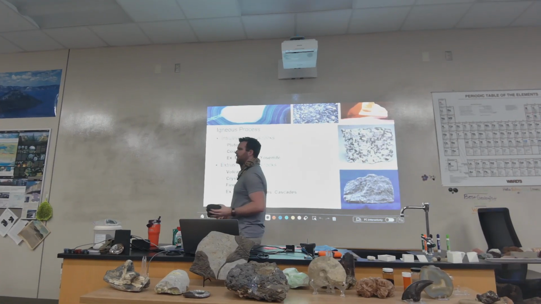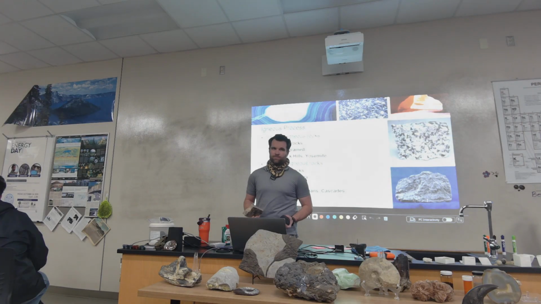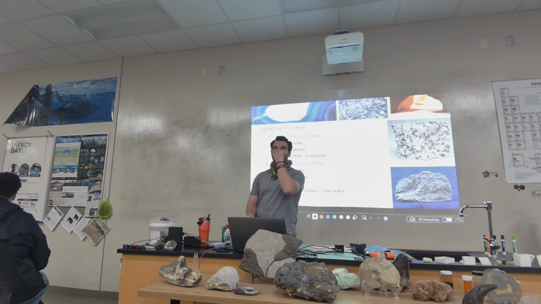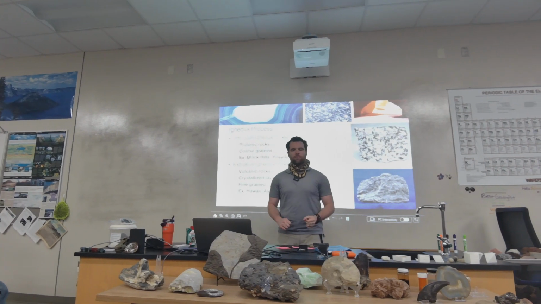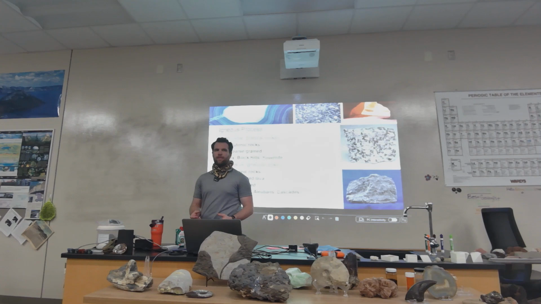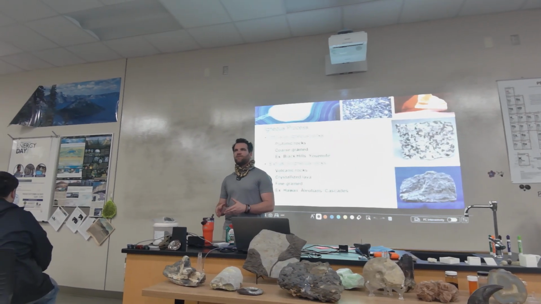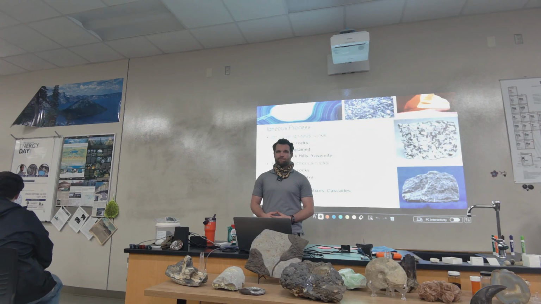Why would crystal size make a difference for cooling underground versus cooling above the ground? What's happening to my energy as my magma is cooling off? I'm losing energy, right? Do you suppose that's going to happen faster or slower at the surface versus underground? Why would it happen slower on the surface? Because there's not as much pressure. What does pressure have to do with it?